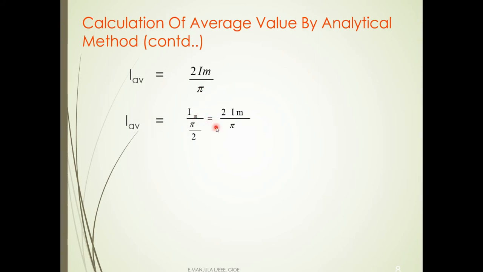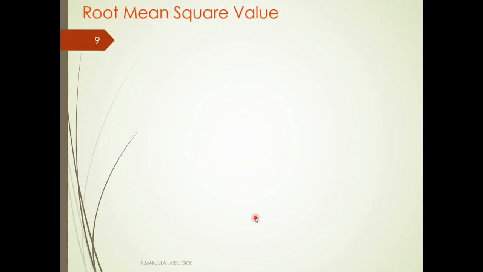Which is equal to 2 by pi, and the value is 0.637 I maximum. So I average is equal to 0.637 I maximum, that is 0.637 into the maximum value. So we have calculated the I average value.